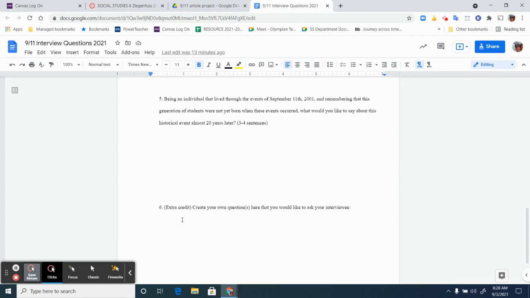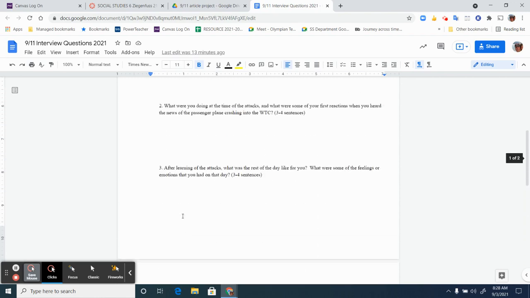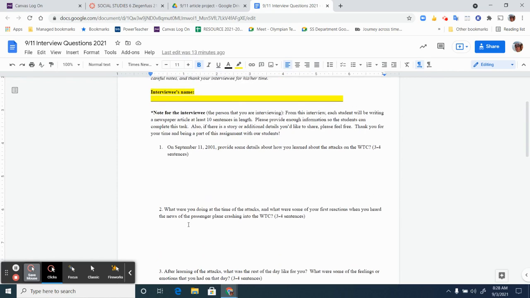There's an extra credit section at the bottom where you can ask your own questions. You might find that your interviewee has mentioned something, and you might want to know more about that event. There might be some additional information that you're more curious about, and so you can ask those additional questions for extra credit there at the bottom.